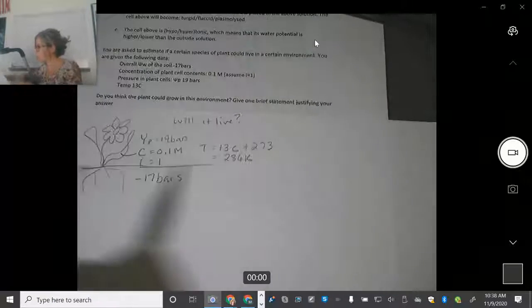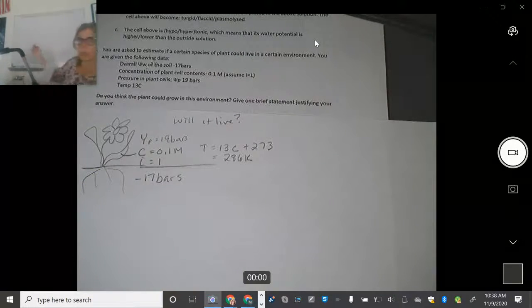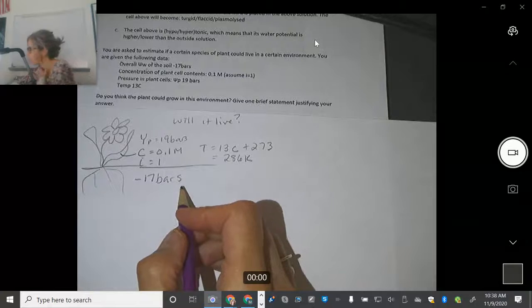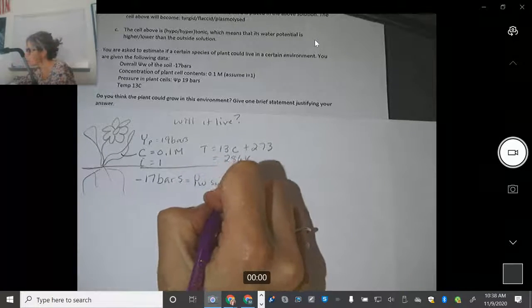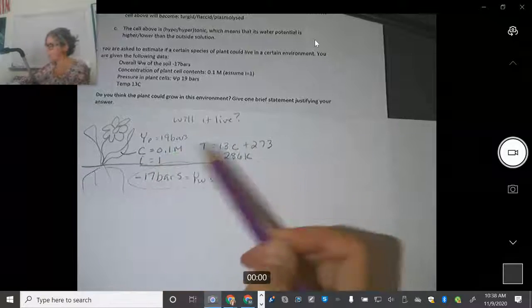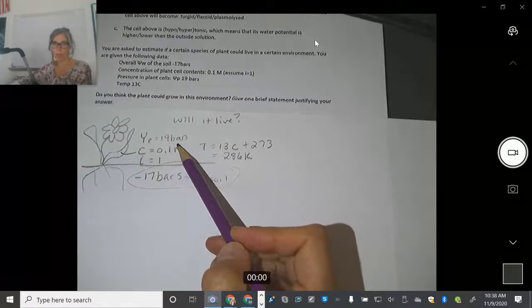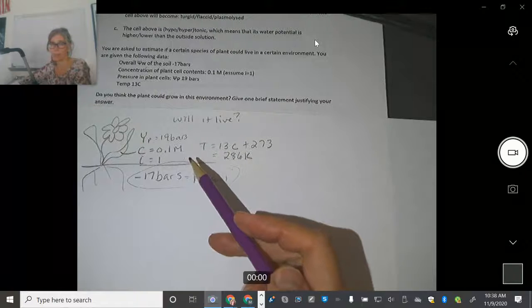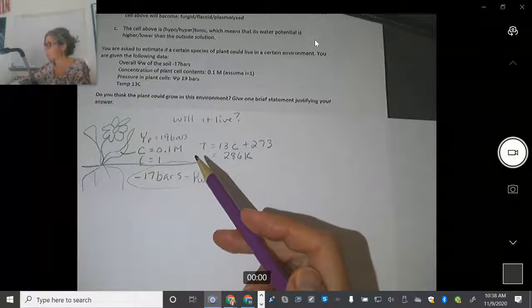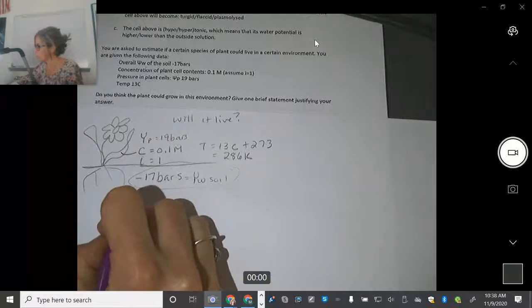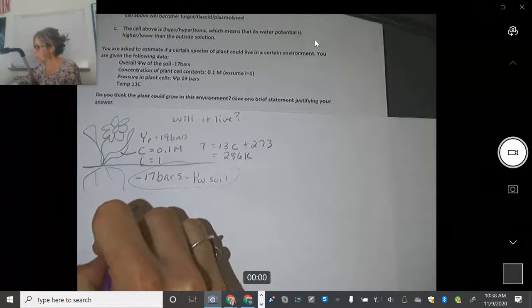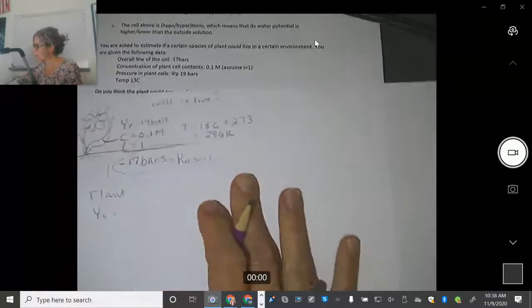All right, so which way is it going to go? I need to know the water potential inside the plant and the water potential in the soil. So the negative 17 bars was actually the water potential of the soil, so I already have that done. What I need to do is calculate the water potential in the plant, and then it's going to go high to low, and we're going to hope it's going to go in, but maybe not. So let's look at the plant. Let's do the solute potential first.